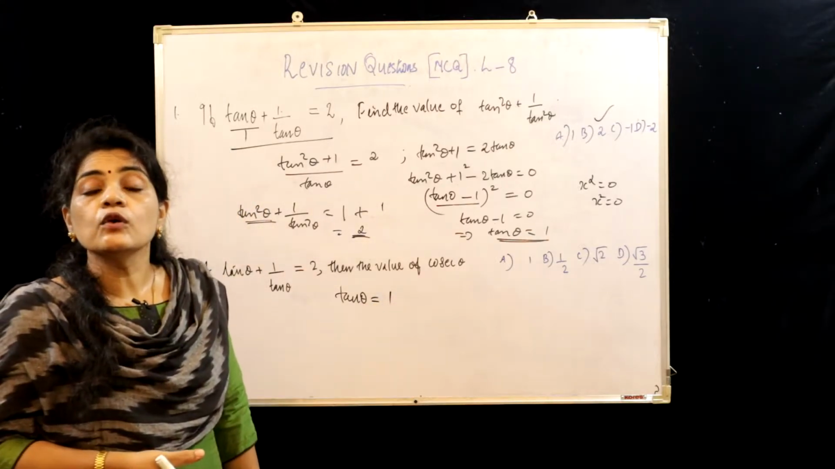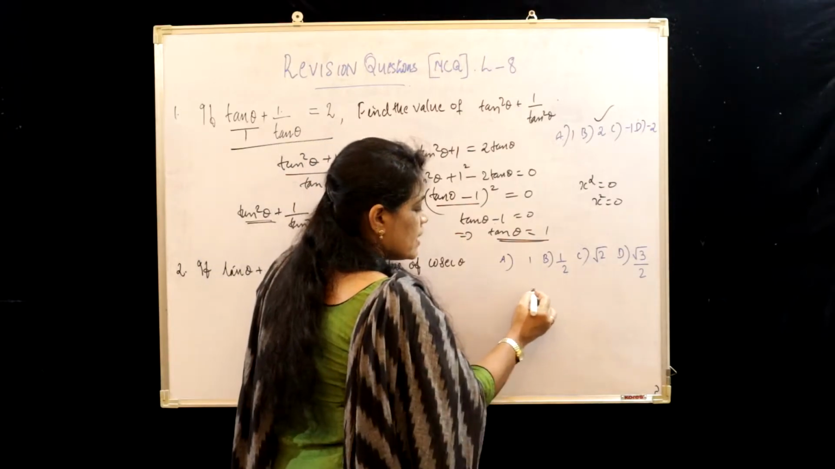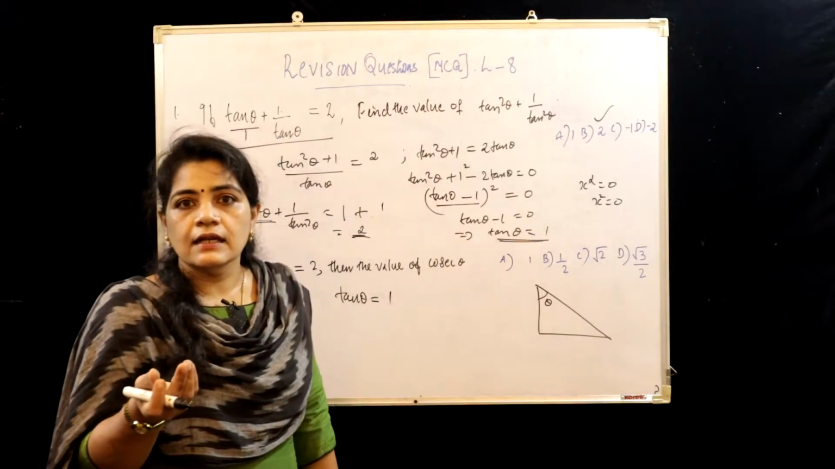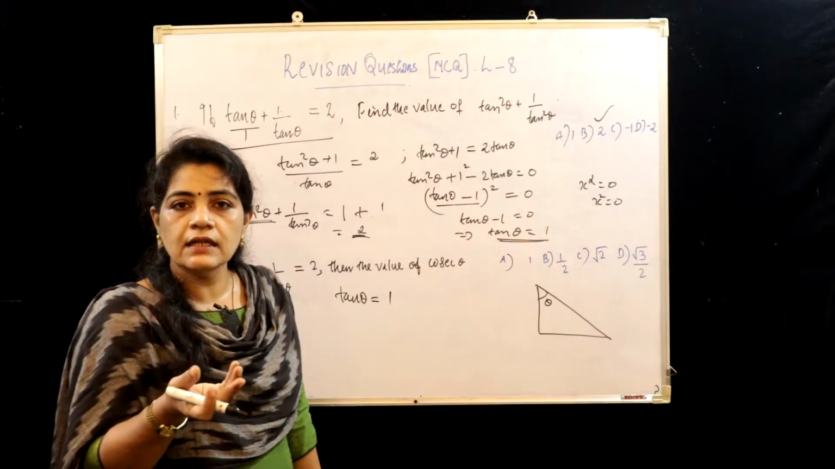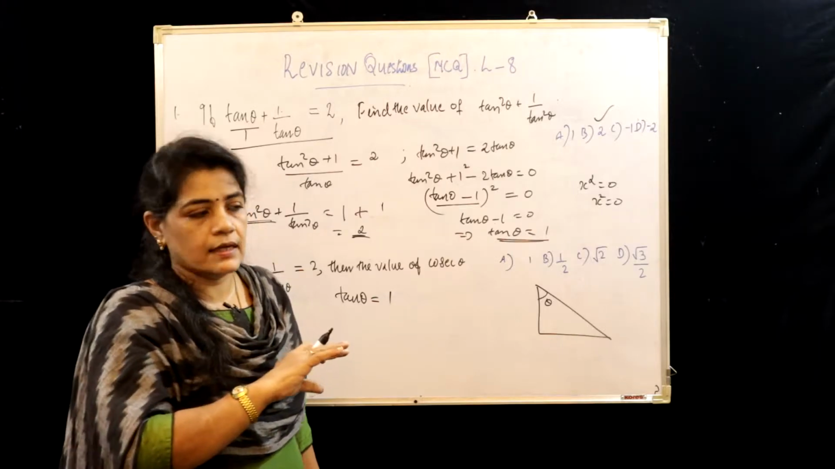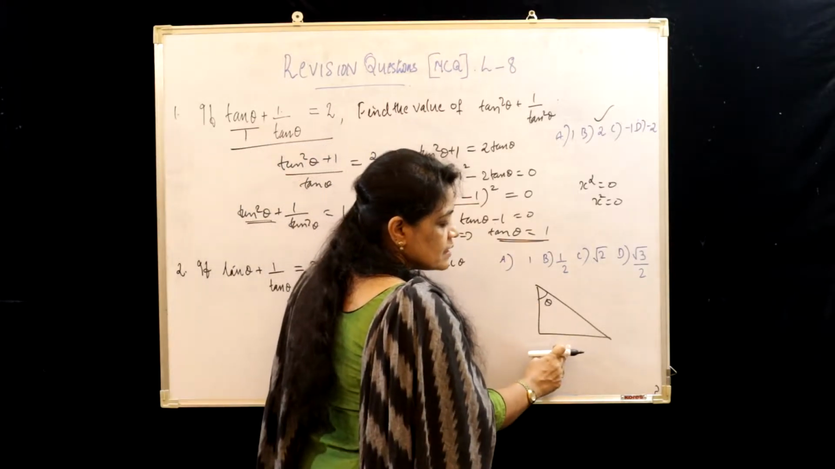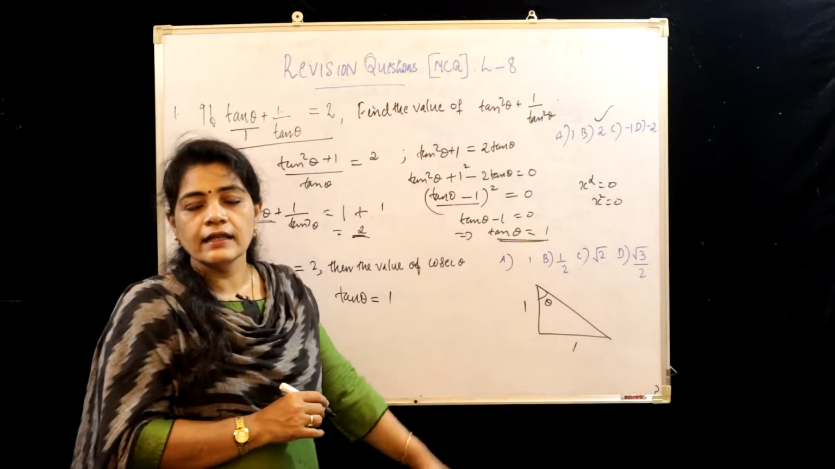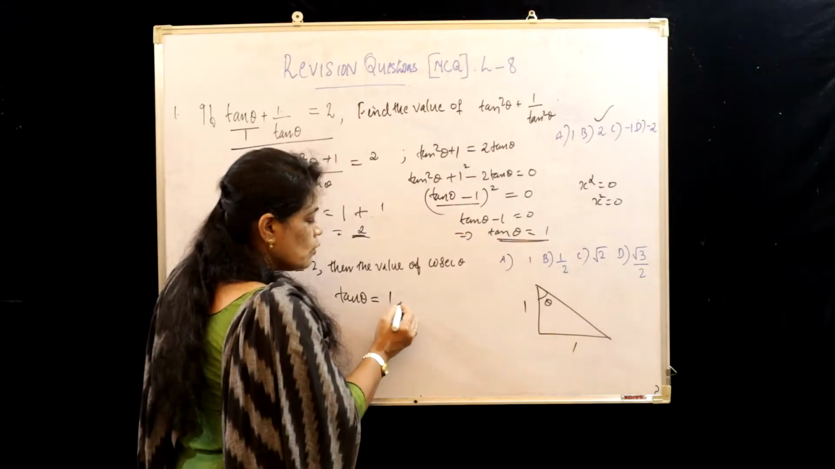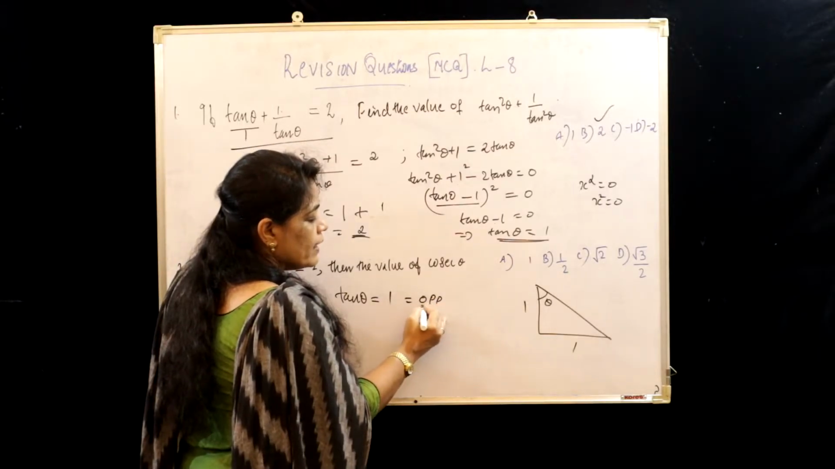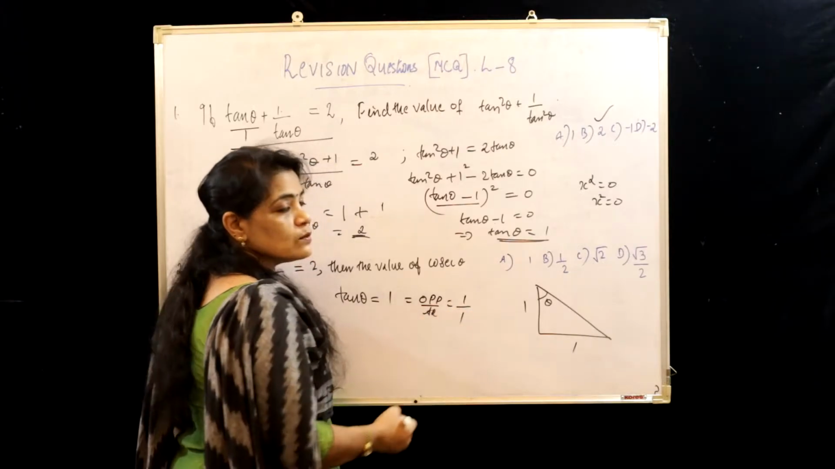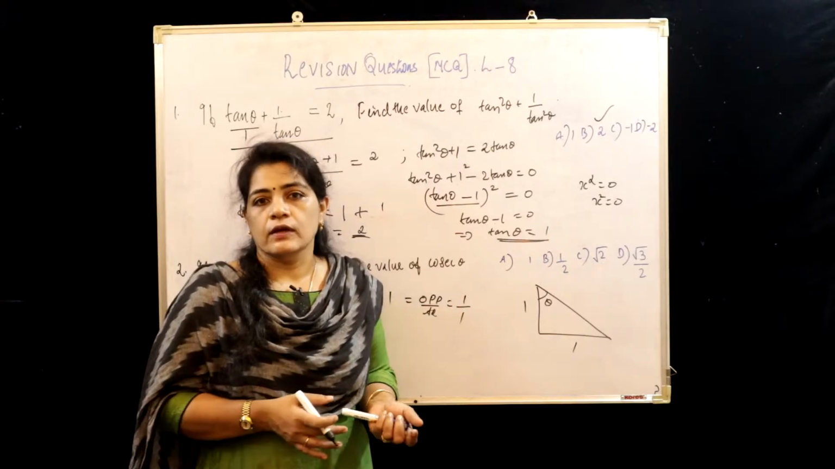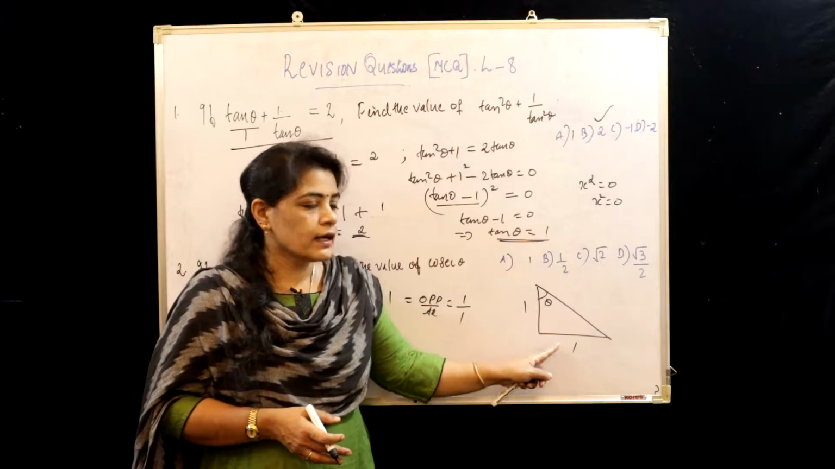Okay, if tan theta equals 1, then if you have a right triangle and the acute angle is theta, what is tan theta? That is opposite side by adjacent side. With respect to theta, this is the opposite side, 1, and this is the adjacent side, 1, then only tan theta equals 1. So tan theta equal to 1 means opposite side by adjacent side equals 1. 1 is 1 by 1, so when you take the simplified form, you will get 1 by 1. Both are the same. So that is why I have marked 1 and 1.